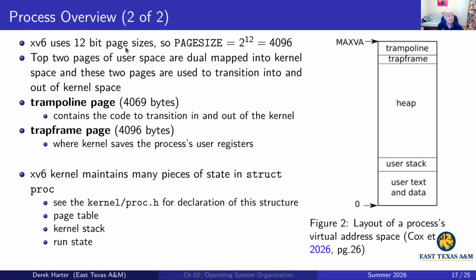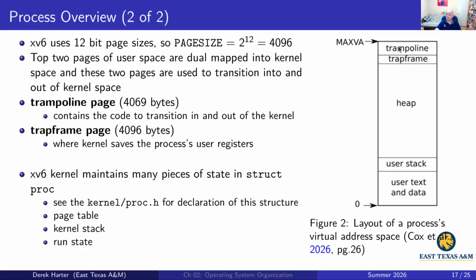This is getting a little bit into how paging works and how page tables are set up, but we'll have more details about this later on. xv6 uses 12-bit page sizes. That means each page can contain 4,096 bytes, or 2 to the 12 bytes of data. There are two special pages at the top of memory, as shown in this figure here. The trampoline page, and these are both 4,096 bytes. That was a typo there. I should fix that.